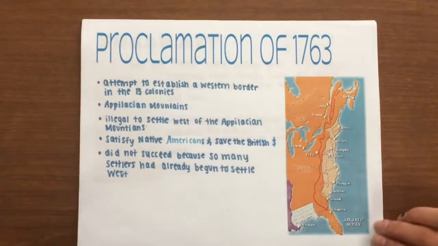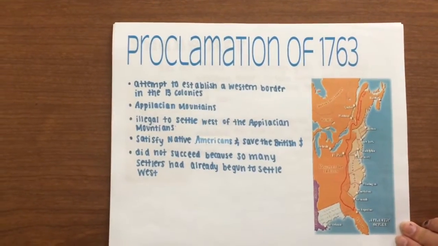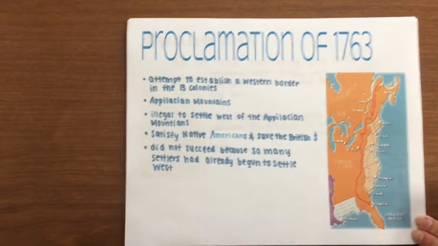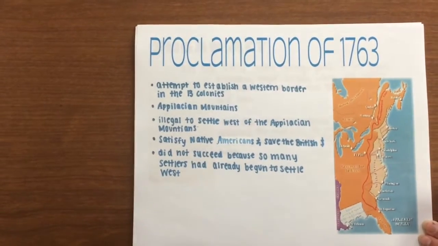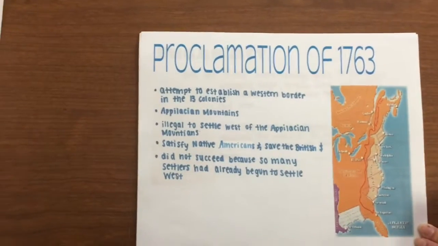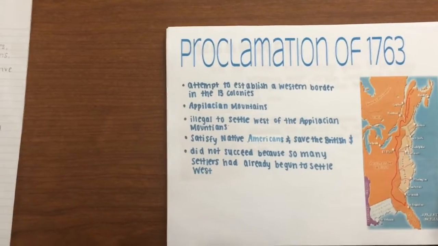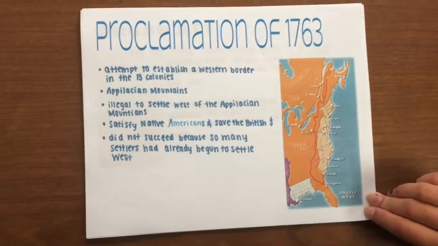The Proclamation of 1763. It was an attempt to make a western border in the 13 colonies. The boundary line was the Appalachian Mountains. This made it illegal to settle west of these mountains. This was made to make the Native Americans happy and, of course, save the British money. This did not succeed because too many colonists already had made their way out past the Appalachian Mountains.